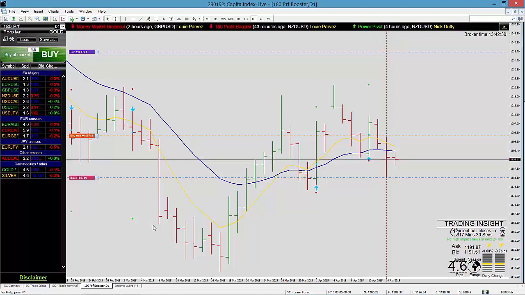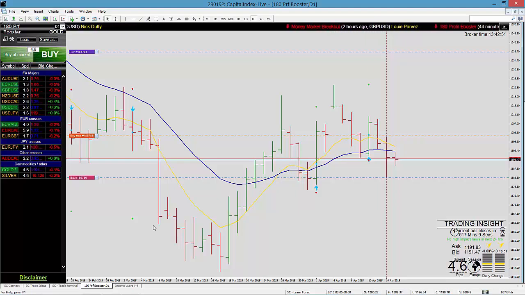So in summary, with that 180 profit booster, it works really well in a trending marketplace. It uses the 8 and the 20 moving average to determine trend. If the 8 moving average is above the 20 moving average, it considers the market's in an uptrend. If the 8's below the 20, it assumes that we're in a downward trend and looks for sell signals.